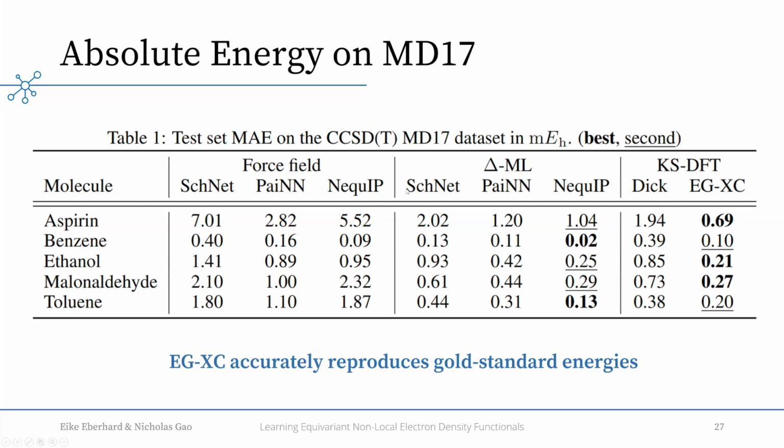But then we said, okay, to give it a fair test, we do delta ML. We did some density functional theory calculations with fixed functionals that are known and rather accurate, subtracted them from the label, and then did delta learning on top of the correction with these force fields, which we considered a fairer approach. But even then, we see that this Equivariant Graph Exchange Correlation model is on par, or sometimes better. The takeaway message is that we are able to accurately reproduce gold standard energies, competing with delta ML on force fields.